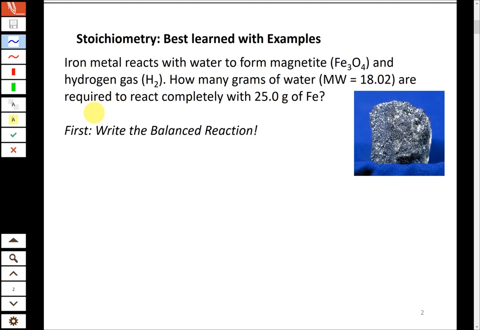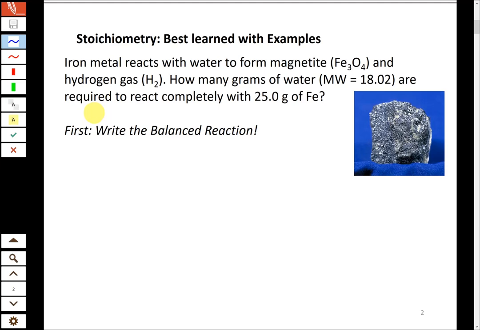All right, so what we have here is a typical setup for a stoichiometry problem. So we're describing the reaction to you. So we're saying that iron metal reacts with water to form magnetite and hydrogen gas. So magnetite is another form of iron oxide that's a little bit different than rust, but it's still iron oxide. And how many grams of water are required to react completely with 25.0 grams of iron?